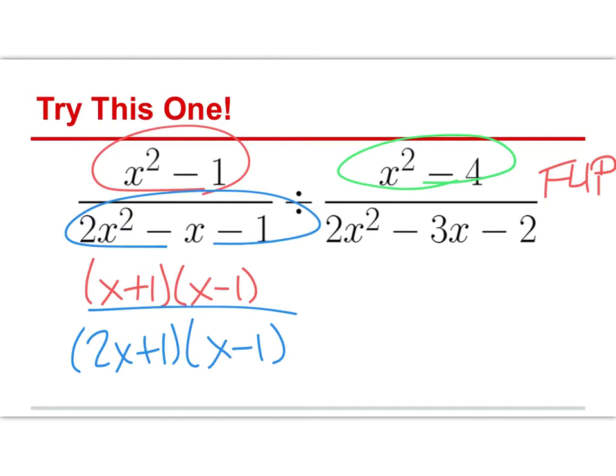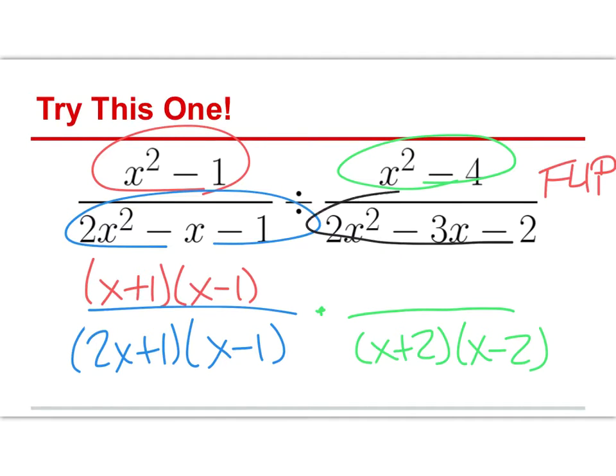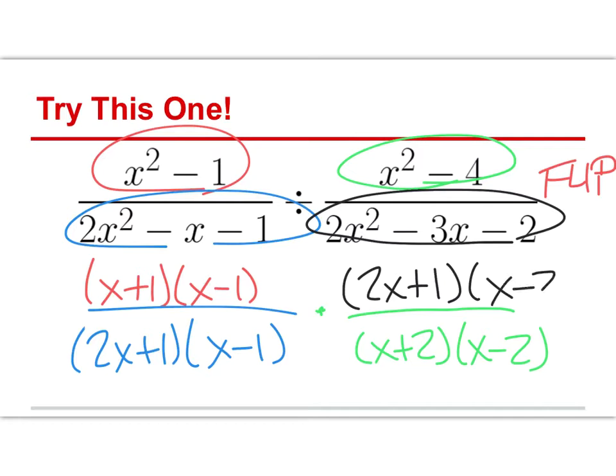x squared minus 4 becomes our new denominator, and that factors as x plus 2 times x minus 2. And finally, the 2x squared minus 3x minus 2 becomes the second numerator, and that factors as 2x plus 1 times x minus 2.